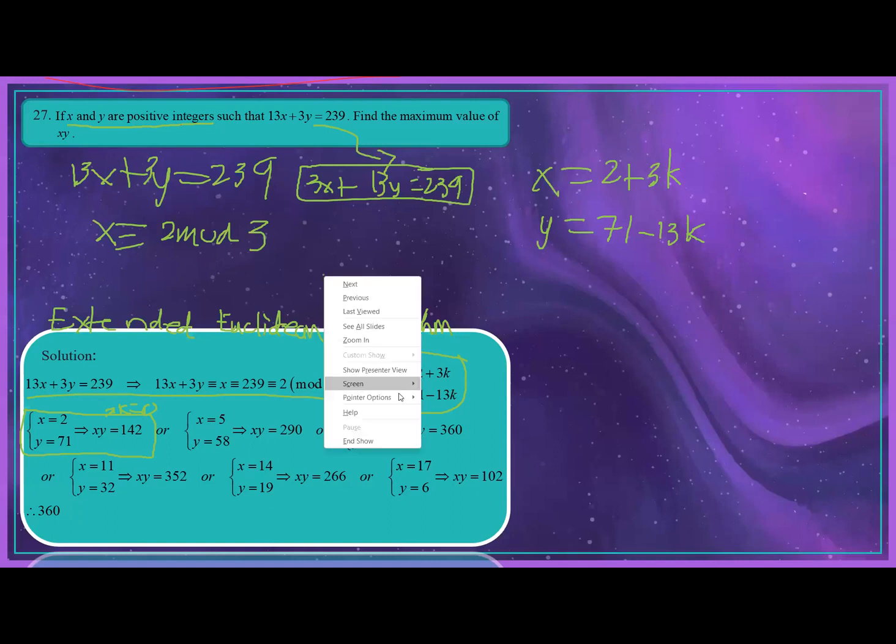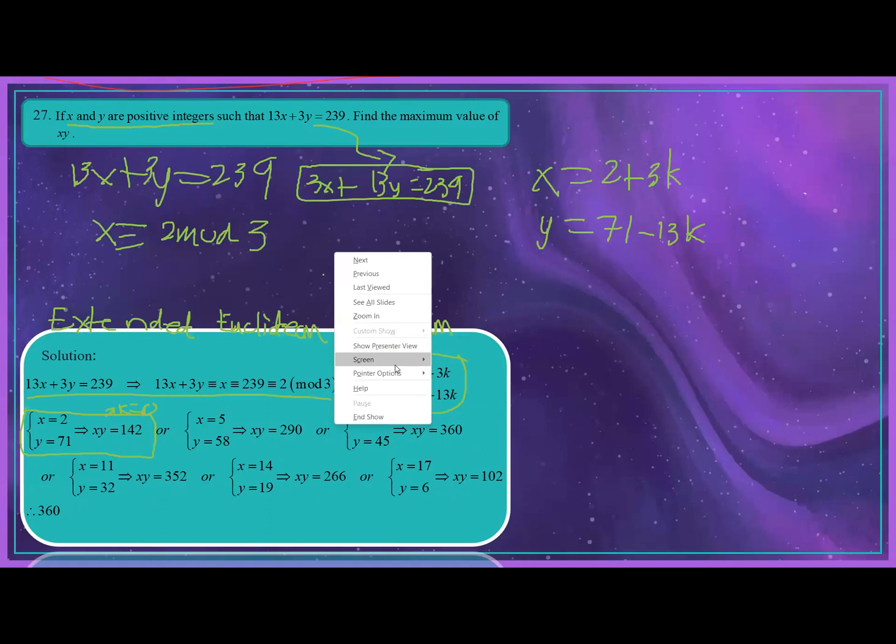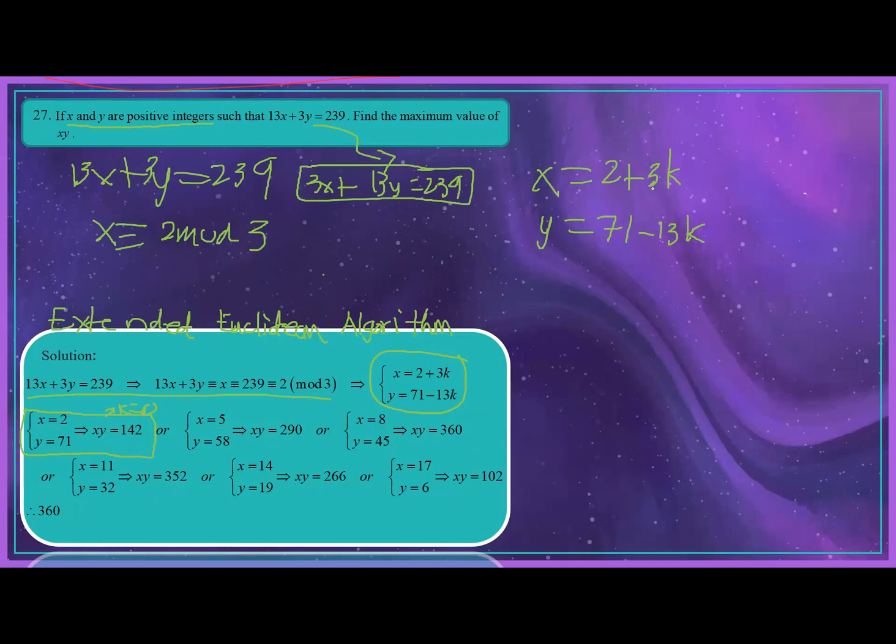So as we know, among these 6 cases, the maximum value is 360. Okay, so that would be the answer if we are restricted to x and y being positive integers.